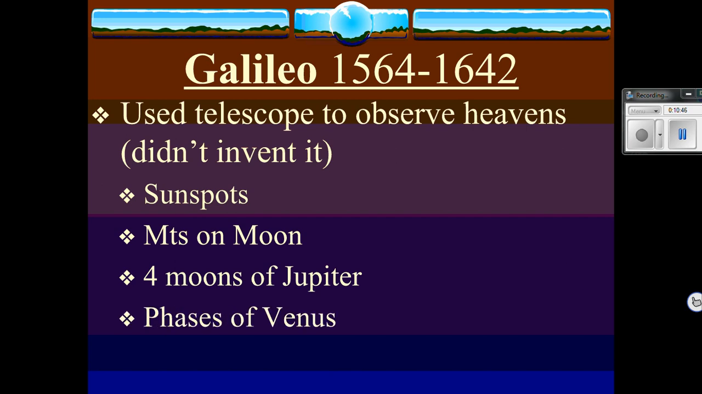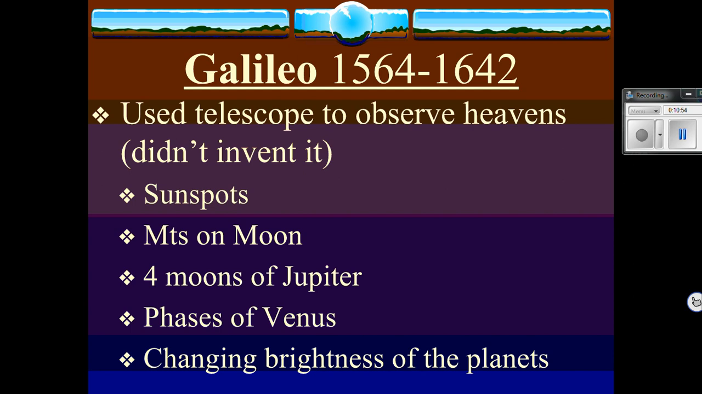He found out that Venus went through phases. Again, that was much easier to explain if the sun was at the center and the Earth was not. He also noticed that the planets change in their brightness. Again, difficult to explain if we're the center of the universe and they're just going around us. Why would they get brighter and dimmer sometimes? So Galileo gave us a lot of evidence that helped break down the old geocentric model. And he got into a lot of trouble for it.